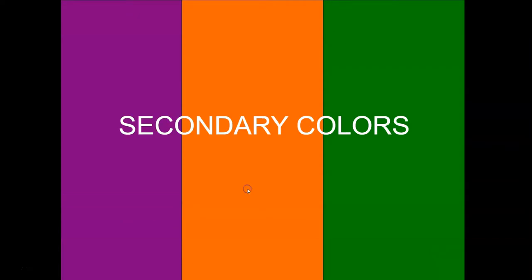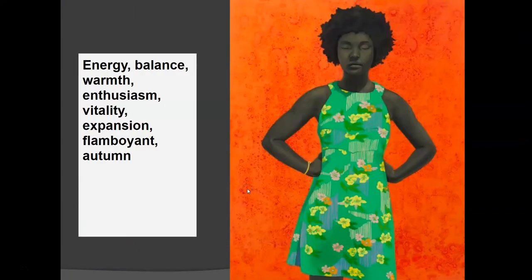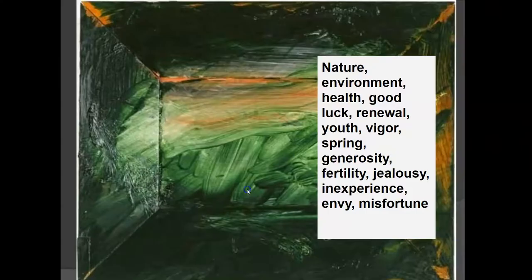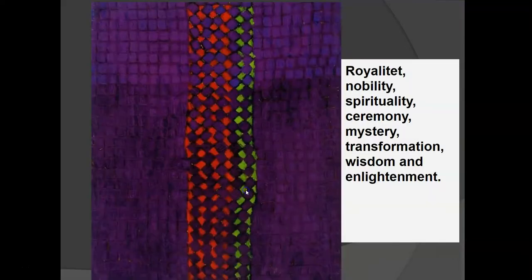Yellow: joy, optimism, happiness. Danger, kind of like a warning sign. Also deceit and dishonesty. Orange: energy, balance, enthusiasm, vitality. Green: nature, renewal, but also jealousy, inexperience, envy, misfortune. Purple: nobility, spirituality, mystery, transformation, wisdom.